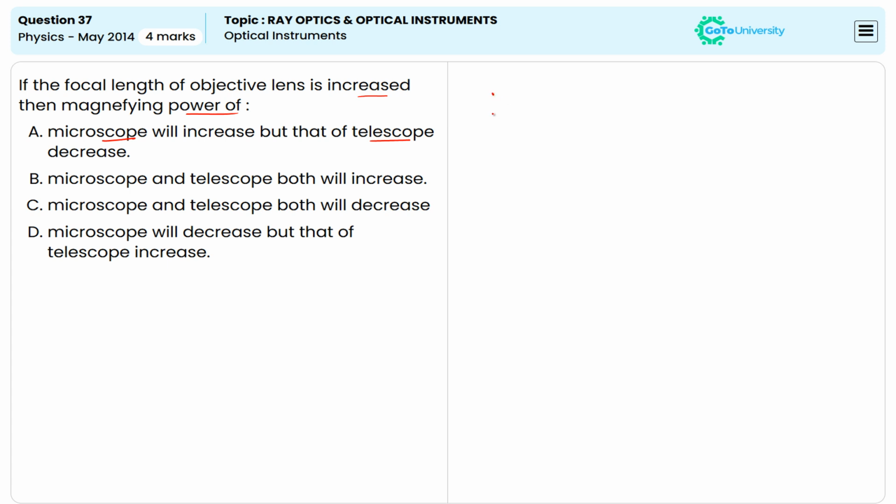Okay, in case of microscope, the magnifying power we can write as the equation LD divided by F naught into FE. Then the magnifying power is inversely proportional to F naught in case of microscope. But in case of telescope, the magnifying power is F naught by FE. That means it is directly proportional here.